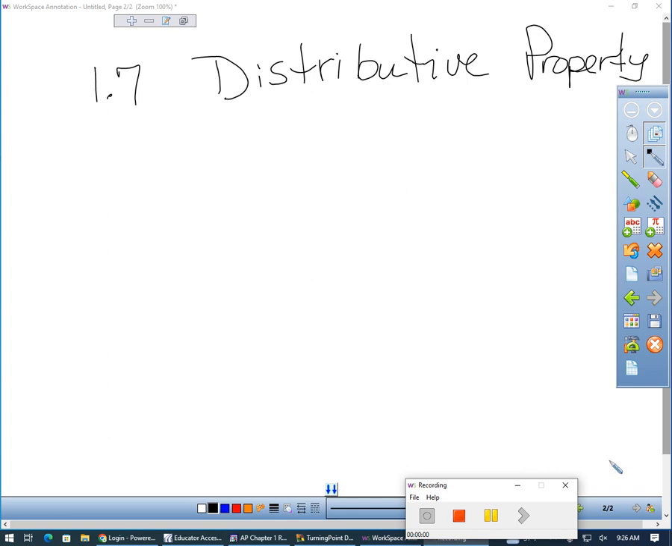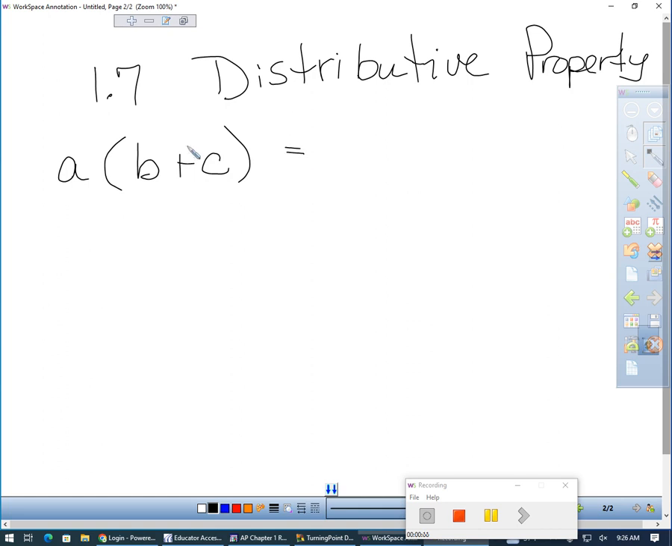Right, distributive property. Technically, the distributive property looks like this. If you have A times (B plus C), the property says if you have something outside a parenthesis, you multiply it by each thing inside the parentheses. So we would have A times B plus A times C. That is the property. So that's the property we're using today.